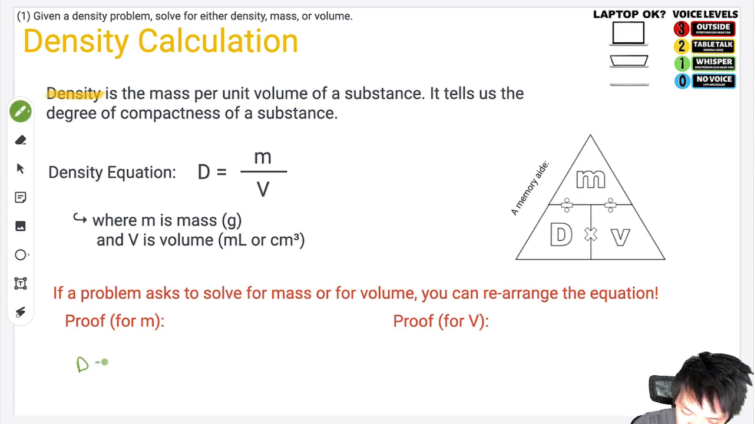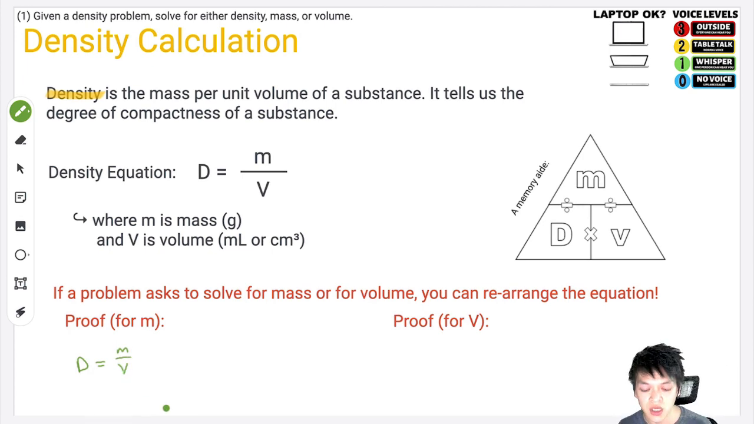Okay, density is equal to mass divided by volume. That's the original equation. Now, if you're trying to solve for mass, that means you want mass to be by itself. In order to get mass by itself, I'm taking a look at volume right now. You see how mass is being divided by volume? You want to do the opposite of divide. You want to multiply by volume. That will get rid of the volume.